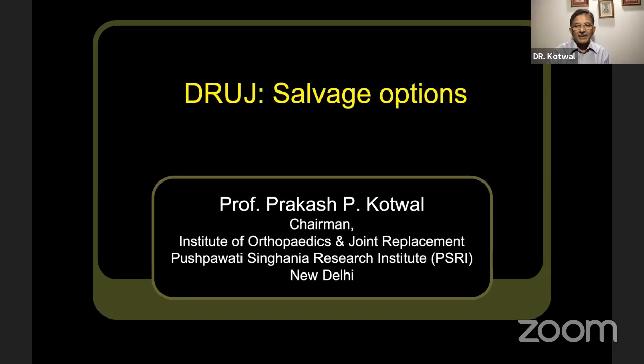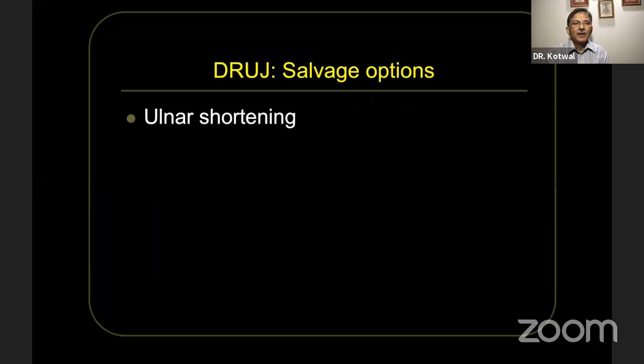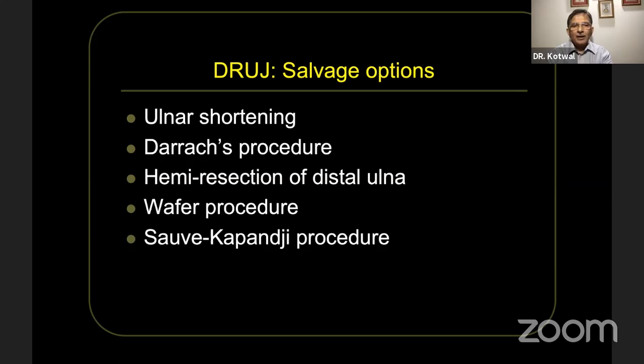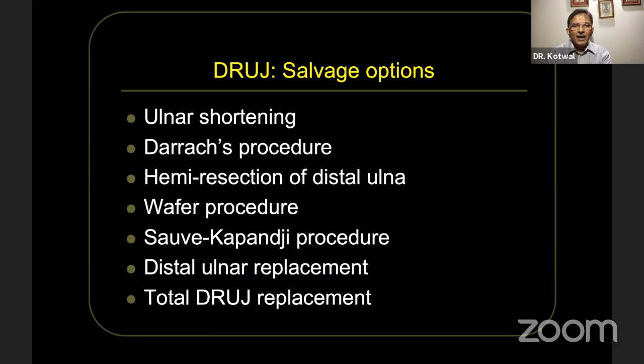I will speak on the DRUJ salvage options. Because of the shortage of time, just 8 minutes, I will not talk about the investigation procedures. The salvage options can be ulna shortening, Darrach procedure, hemi-resection of the distal ulna, wafer procedure, Sauvé-Kapandji procedure, distal ulnar replacement, and of course the total DRUJ replacement.